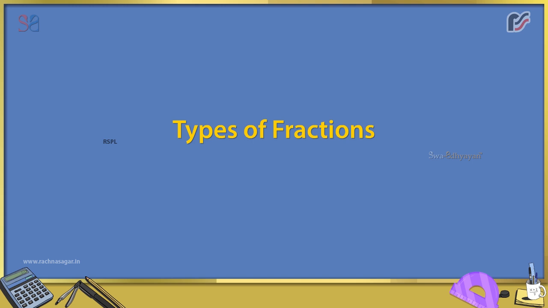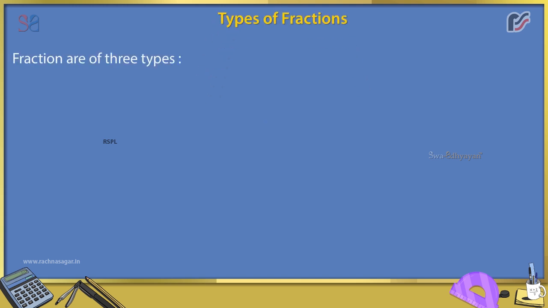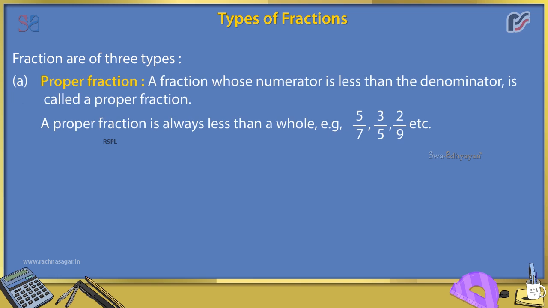Types of fractions. Fractions are of 3 types. A. Proper fraction. A fraction whose numerator is less than the denominator is called a proper fraction. A proper fraction is always less than a whole. Example, 5 by 7, 3 by 5, 2 by 9, etc.